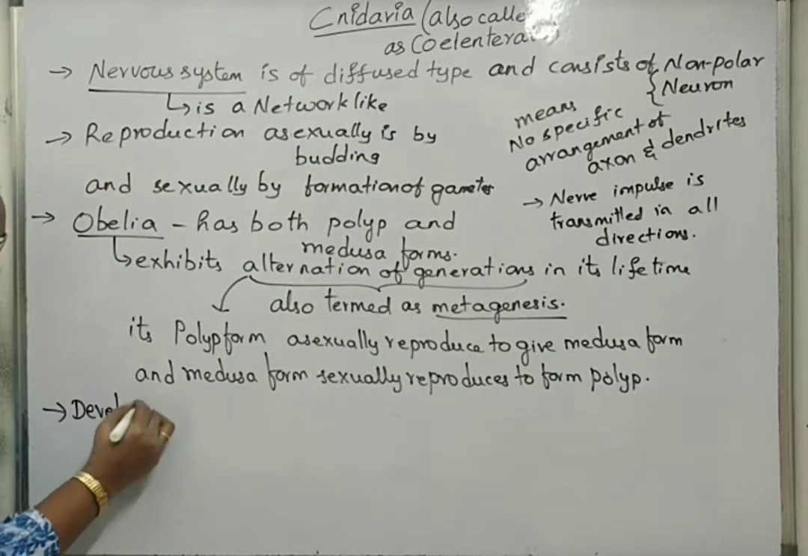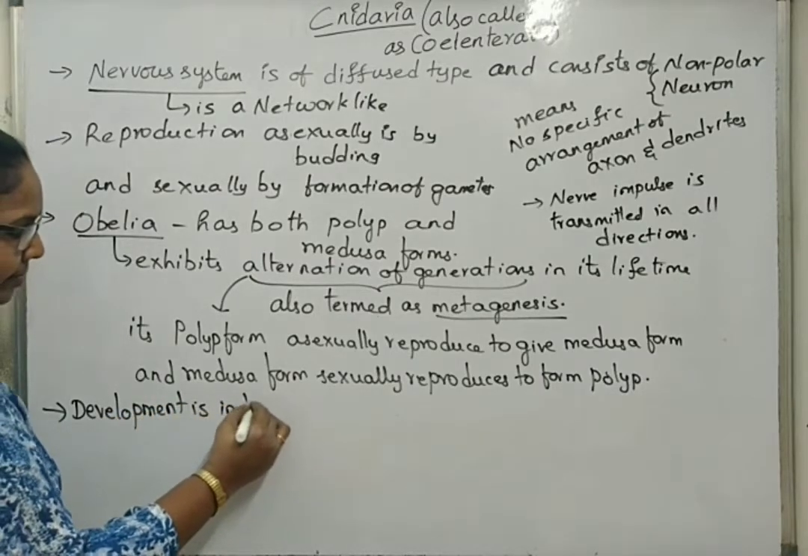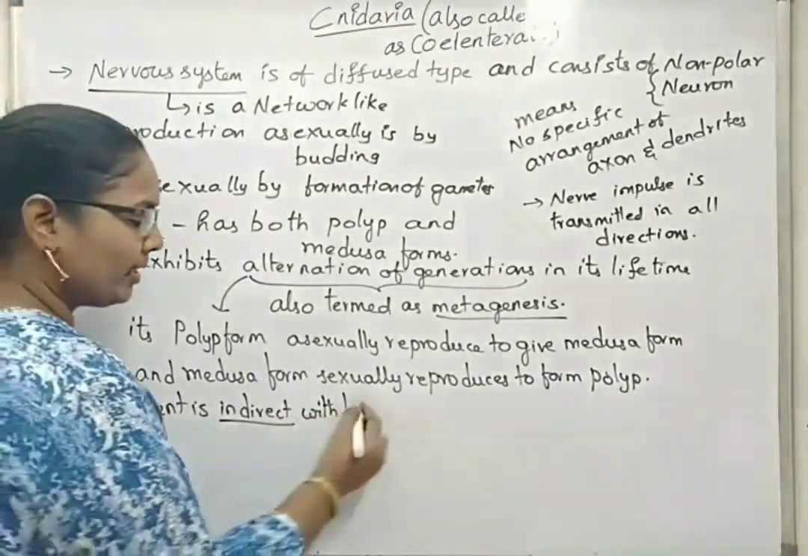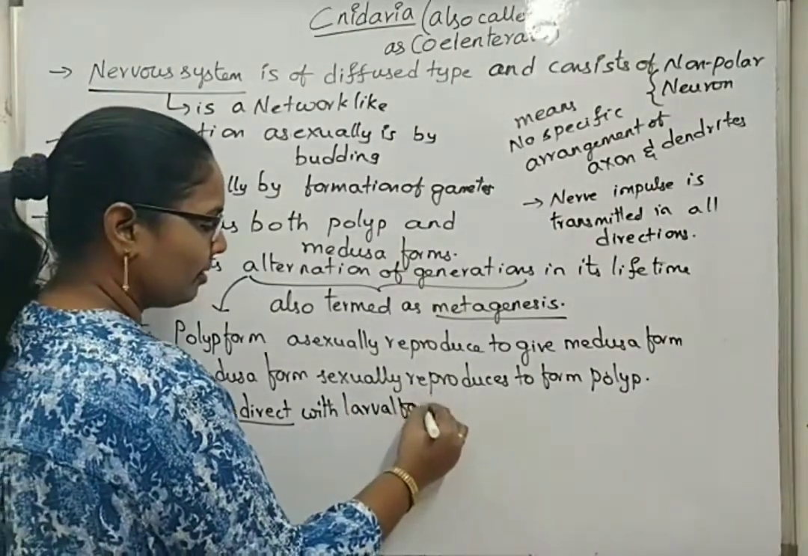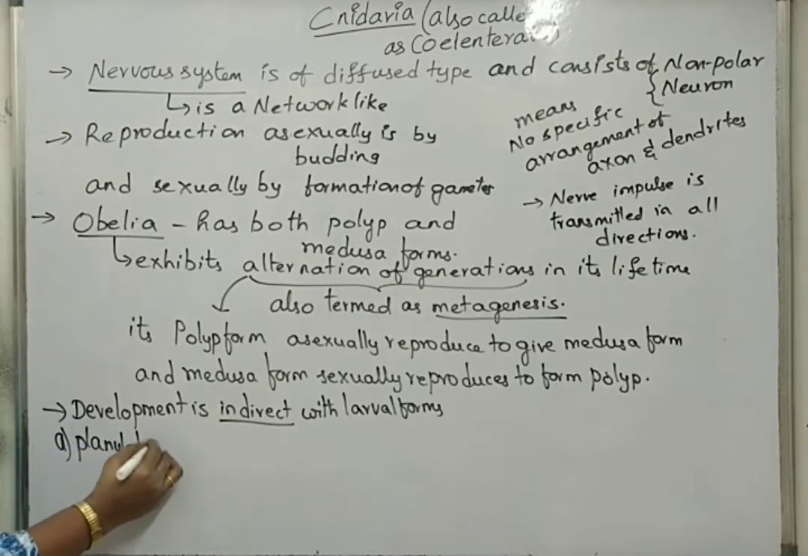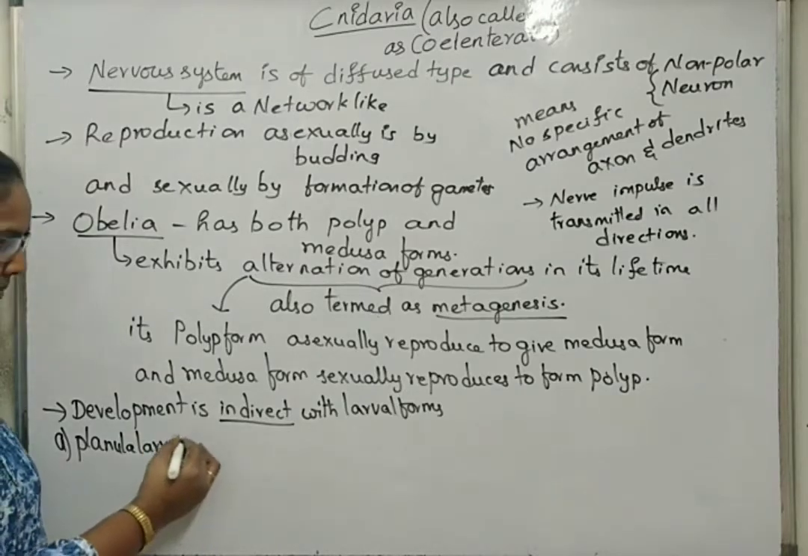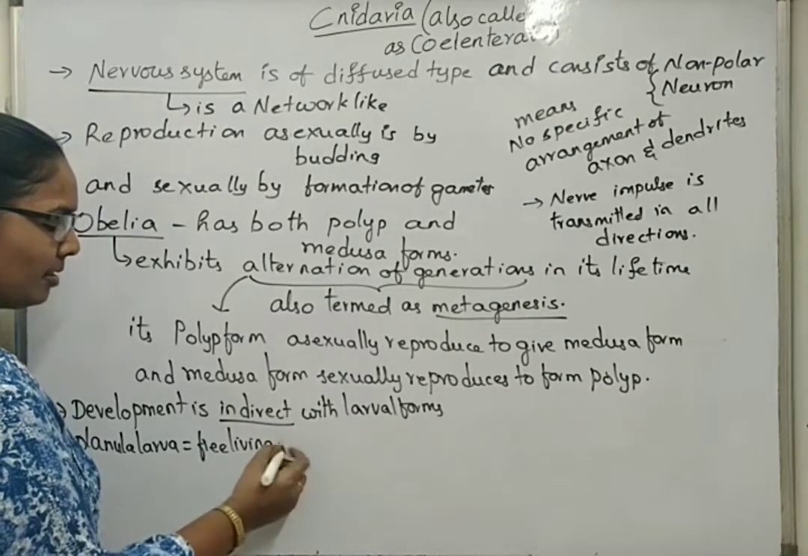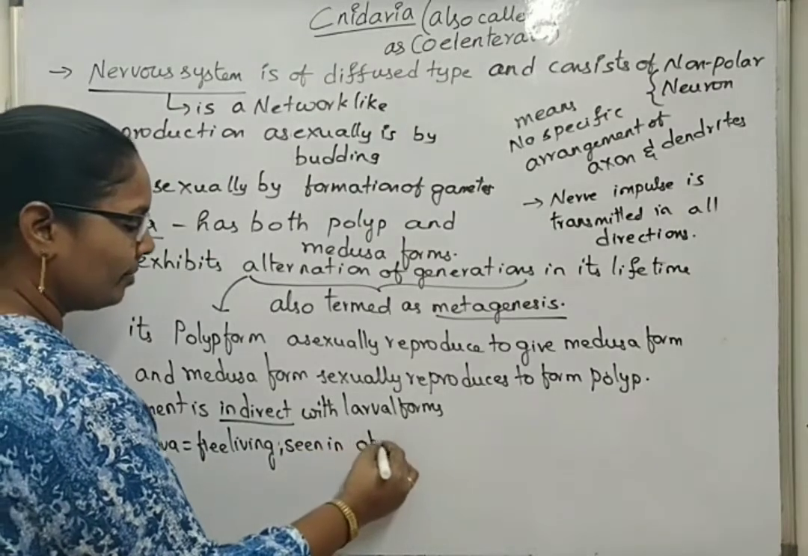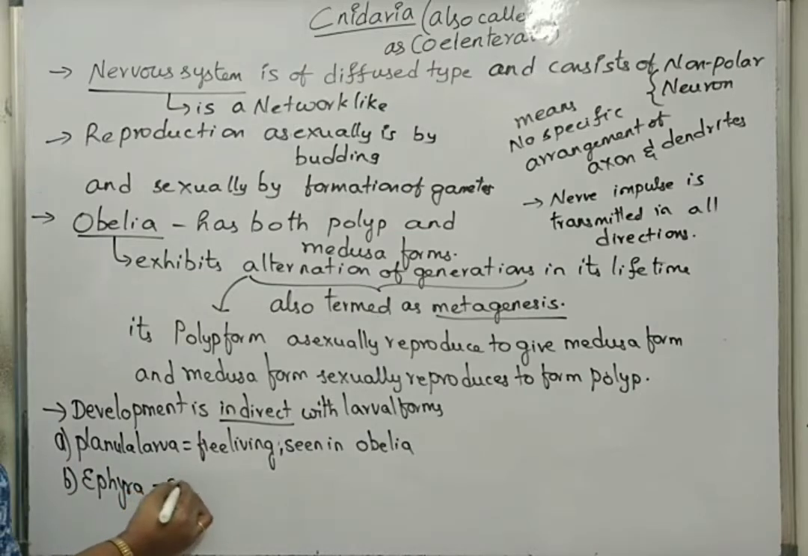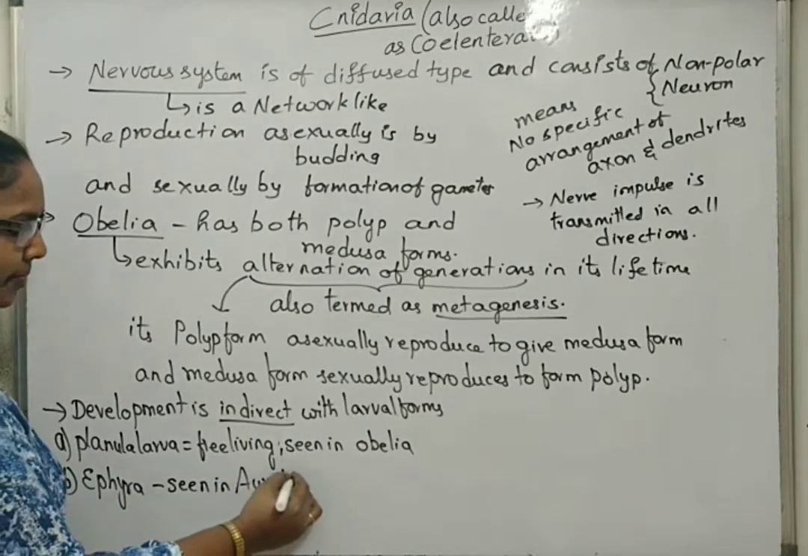Development is indirect with larval forms. Indirect development means having larval forms in the life cycle. What are the types of larva? We can take planula larva. It is free living, seen in Obelia. Other type of larva is Ephira. Ephira larva is seen in Aurelia or jellyfishes.